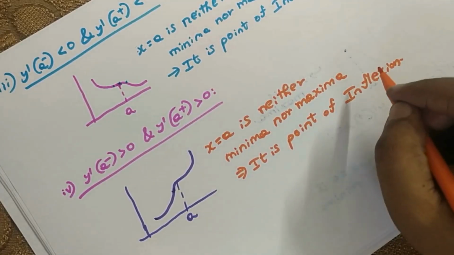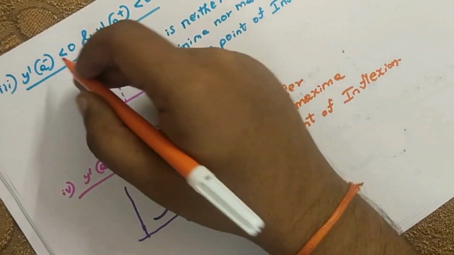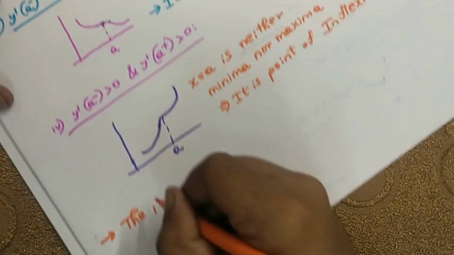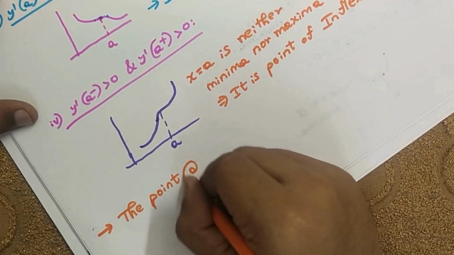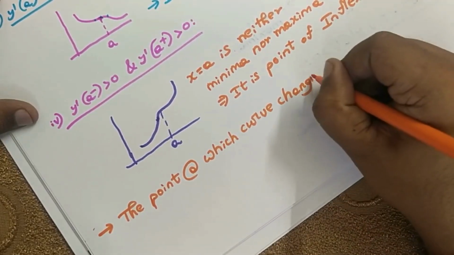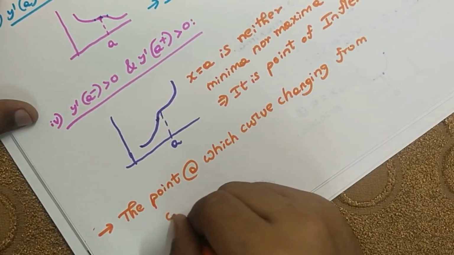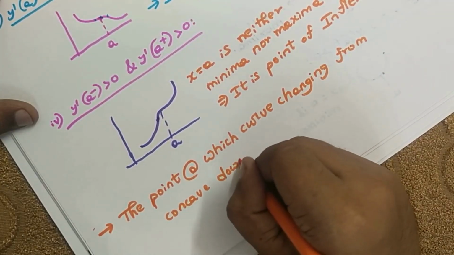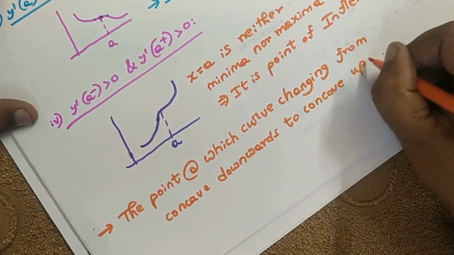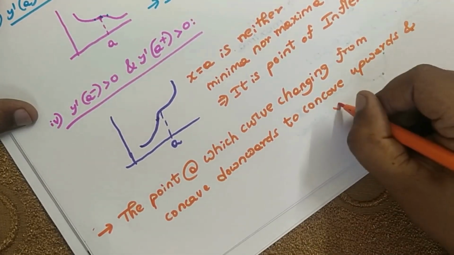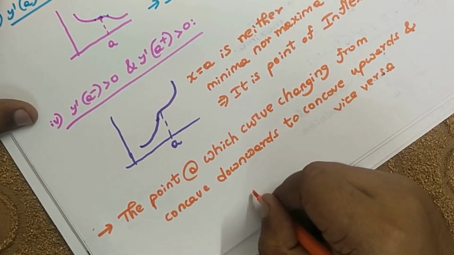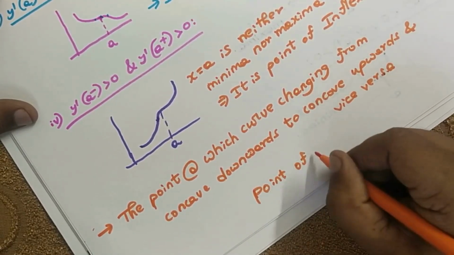So here let's see another definition regarding the point of inflection. According to the graphs, we can define the point of inflection as the point at which the curve changes from concave downwards to concave upwards, and vice versa, concave upwards to concave downwards. So at that point, it is called the point of inflection.